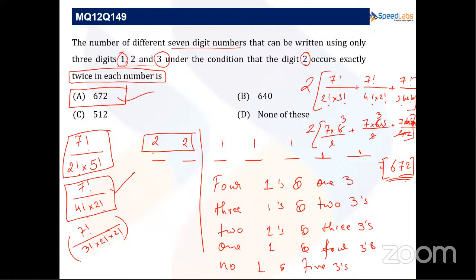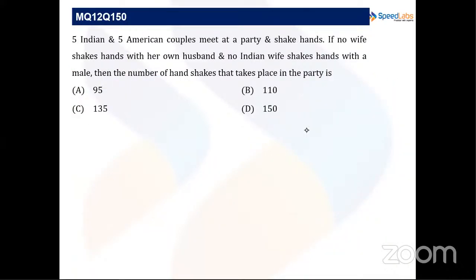Now moving to the next question. The question is, we are having five Indian and five American couples meet at a party and shake hands. If no wife shakes hands with her own husband and no Indian wife shakes hands with a male, then the number of handshakes that take place in the party is.